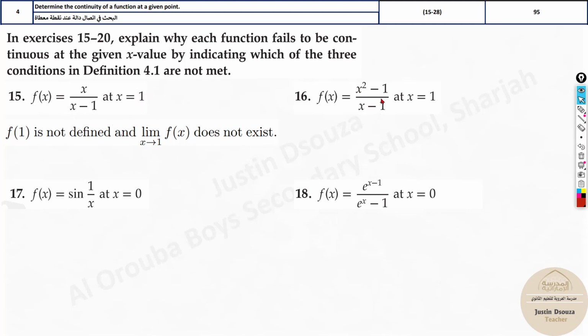Now, what about over here? If you substitute over here, it's discontinuous. You'll come to know there is an asymptote, a vertical asymptote. So whenever the denominator becomes undefined, basically it's not continuous. That's as simple as that.